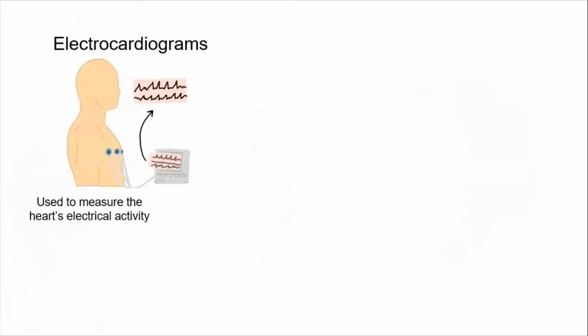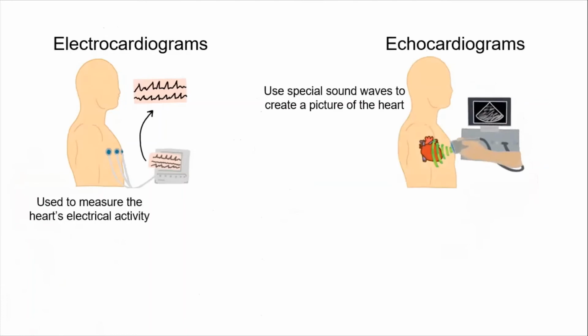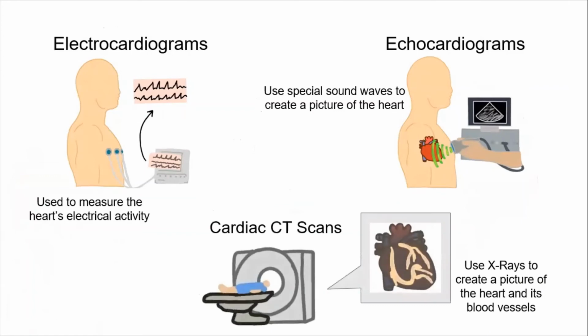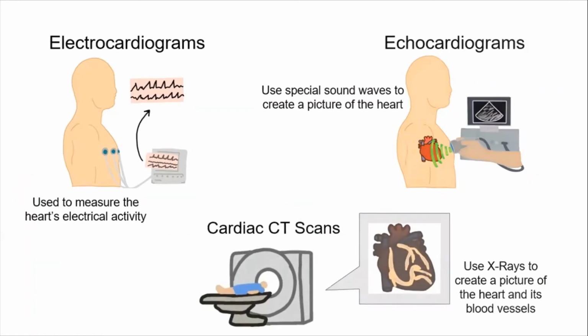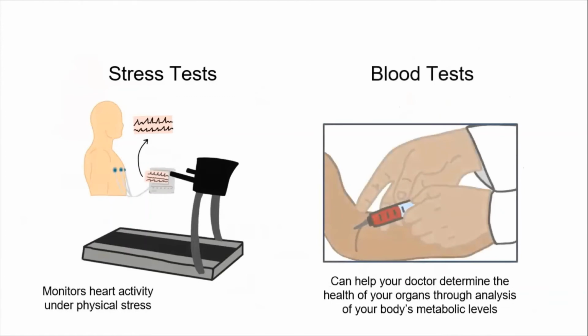Electrocardiograms measure the heart's electrical activity. They are used to record the strength of the heart's electrical signals, and they can also be used to determine if the heartbeat is regular or irregular. Echocardiograms create a picture of the heart through use of special sound waves. Cardiac CT scans create a picture of the heart and its blood vessels by using X-rays. A stress test is used to determine how a person's heart works under physical stress. Lastly, blood tests can be used to look at a variety of different things, determining the health of a patient's heart.